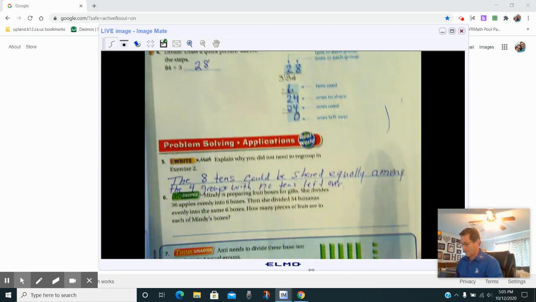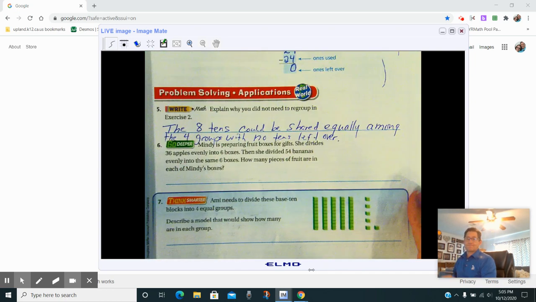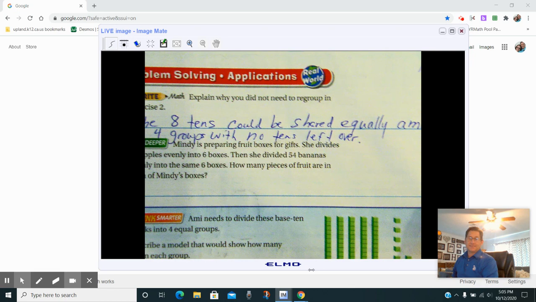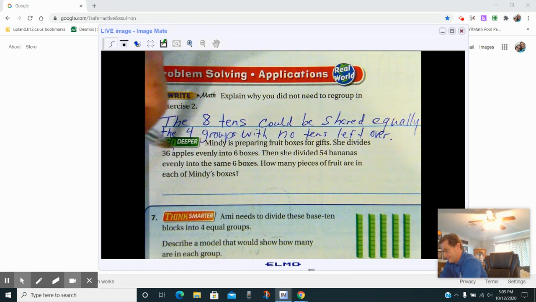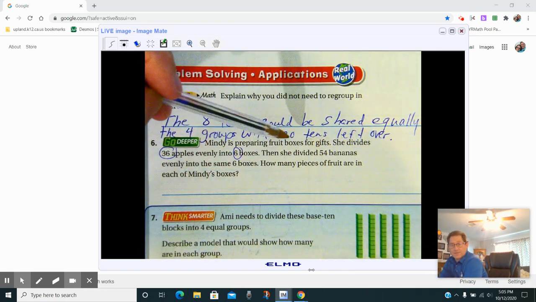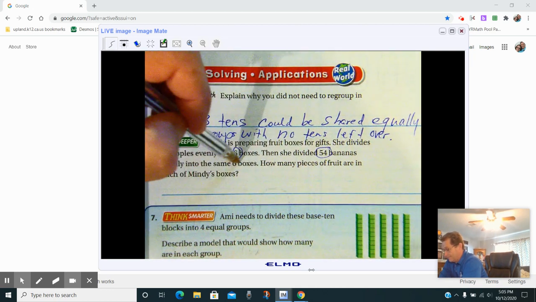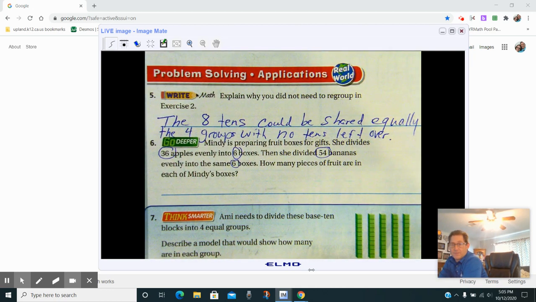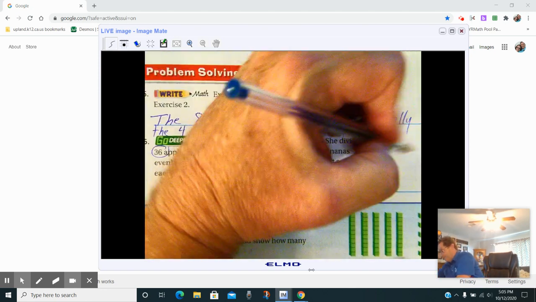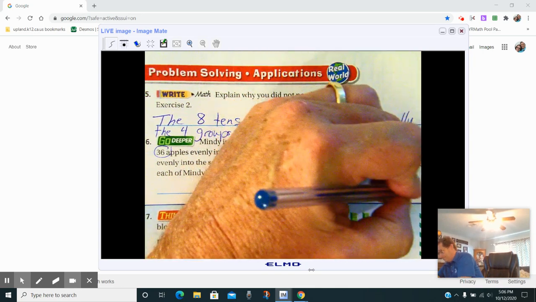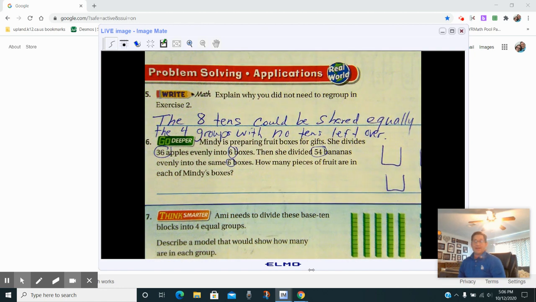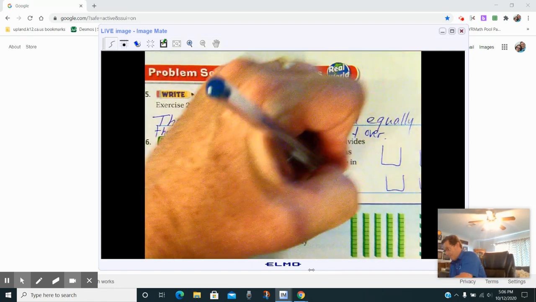Number 6. Mindy is preparing fruit boxes for gifts. She divides 36 apples evenly into 6 boxes. Then she divided 54 bananas into the same 6 boxes. How many pieces of fruit are in each of Mindy's boxes? Okay, so we have 6 boxes. Okay, and first she shared 36 apples. 36 divided by 6. Well, I know that as a basic math fact of 6 times 6.